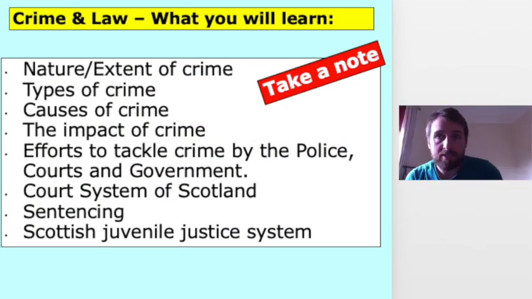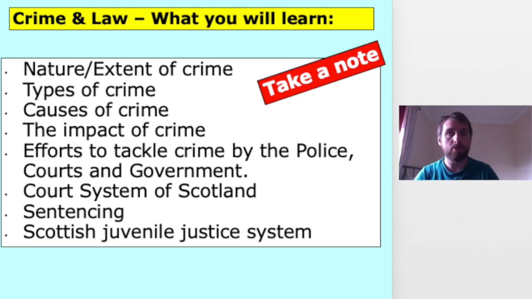Now, I'm just going to go through the 3 units really quickly, not in huge detail, just the types of things we're going to be discussing as we go through the course. In crime and law, we're going to talk about the nature and extent of crime, the different types of crimes that get committed, the causes of crime, and the impact of crime, which gets overlooked quite a lot. How does crime impact people, both the victims and the perpetrators, the people committing the crimes? What are the efforts that police are making to control crime? What's going on in the courts?